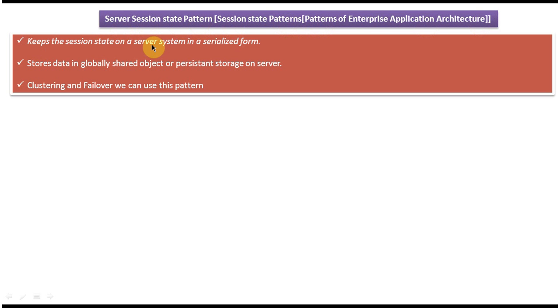This is the explanation: keeps the session state on a server system in a serialized form. First, we will see what is session so that you will understand this point.